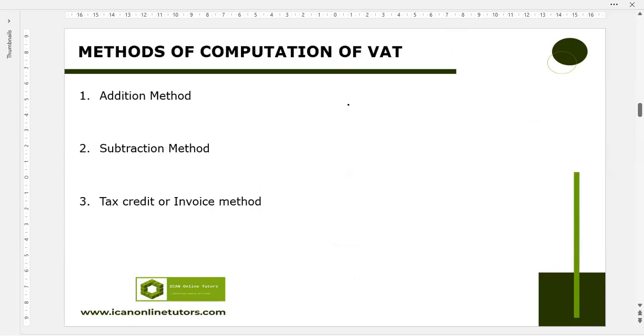Then we move to the methods of computation of value-added tax. We also have three methods here. The first one is addition method, second one is subtraction method, and third one is tax credit or invoice method. Are we together?